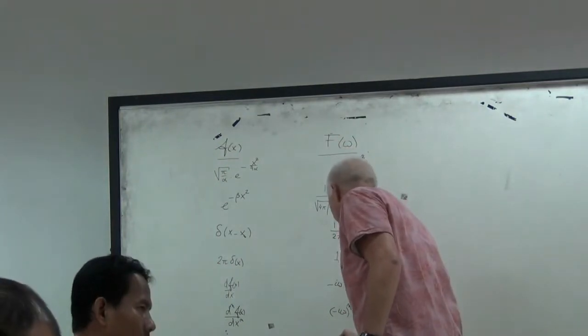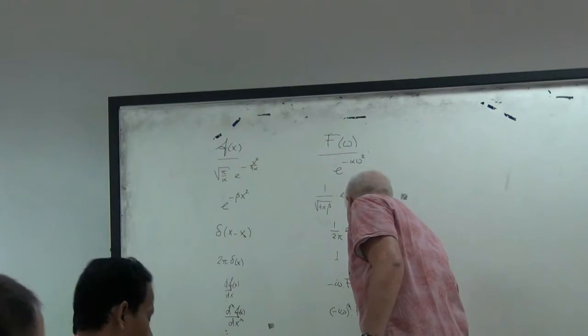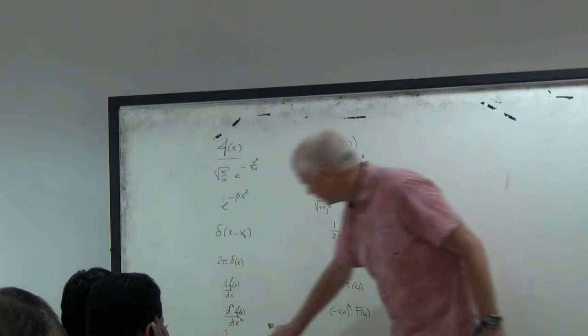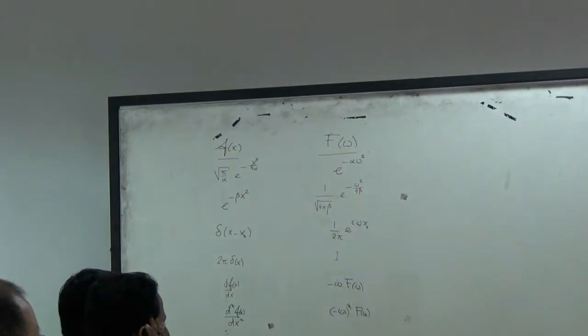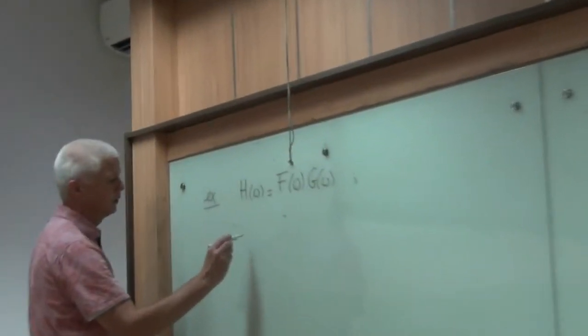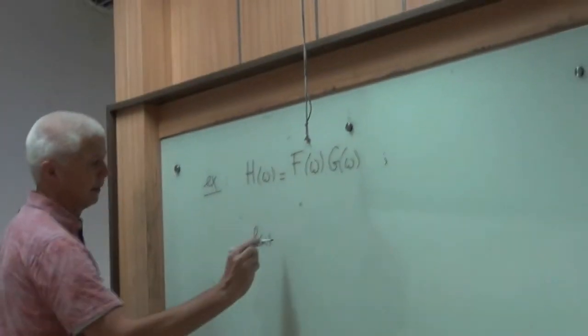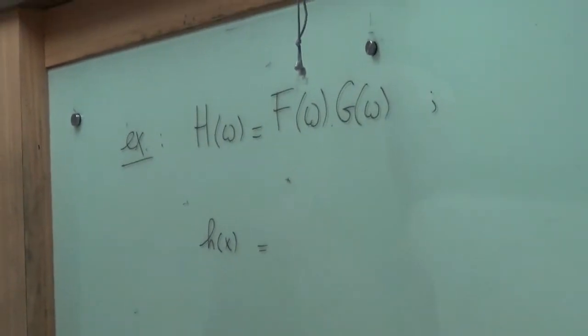So if I put here in my table F omega times G omega, then I'm wondering what is the original function that belongs to that, because this is what we will frequently encounter. So I would like to know what is h(x) belonging to H omega. By definition, what's the definition?